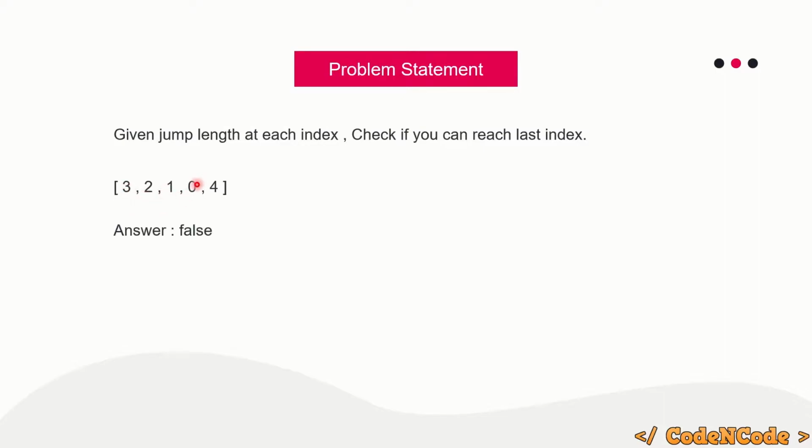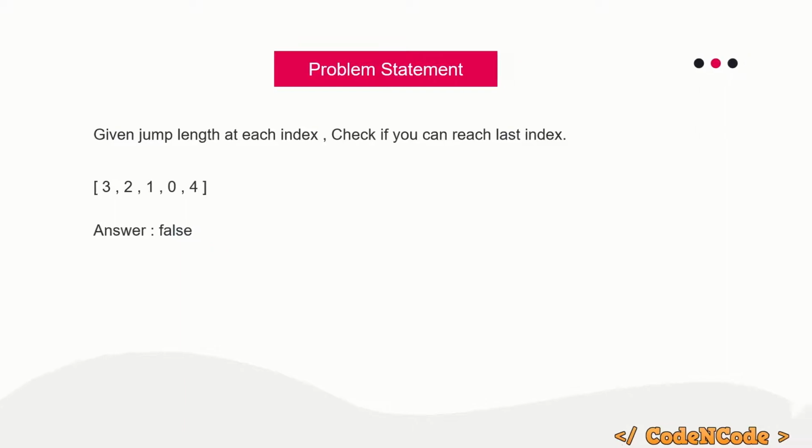Now for this test case the answer is false because you can't reach the last index. Why? See, from here you can reach this point, but even if you reach it, from here you can make only a jump of length 0. That means you will be stuck here. There's no way you can reach the last index, and that's why the answer is false. So you have to return either true or false depending on whether you can reach the last index or not.